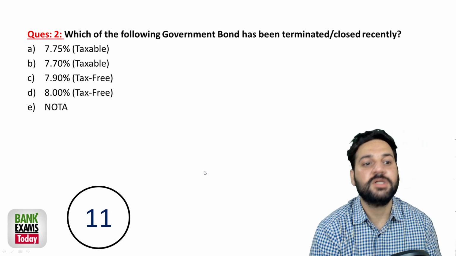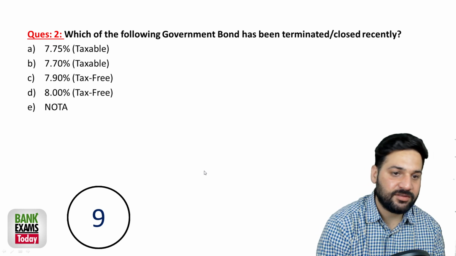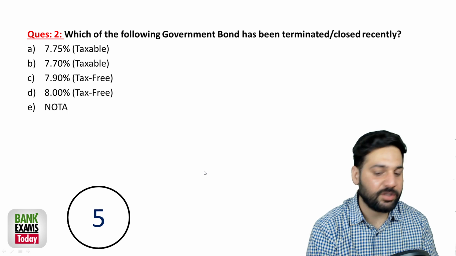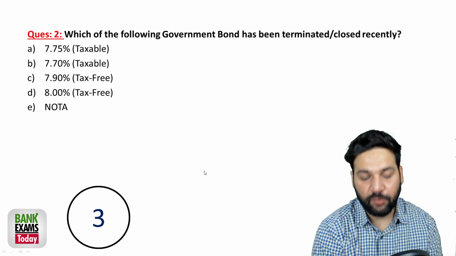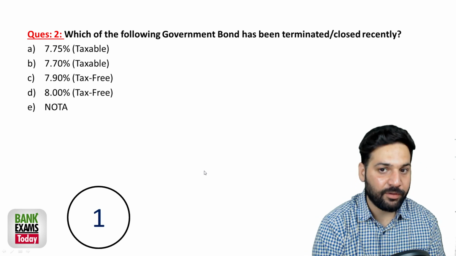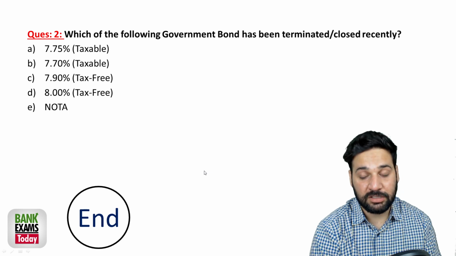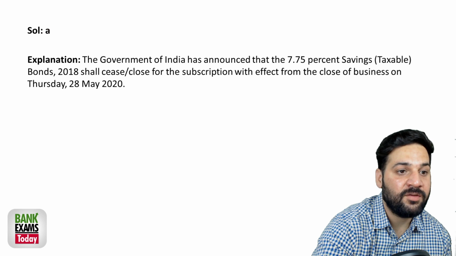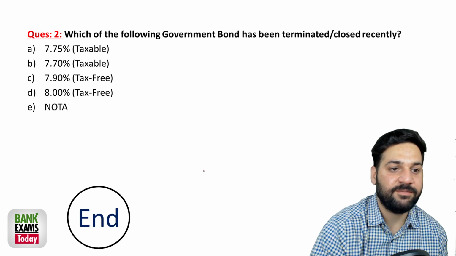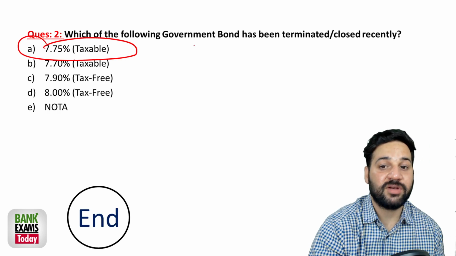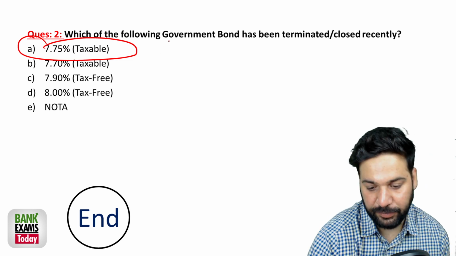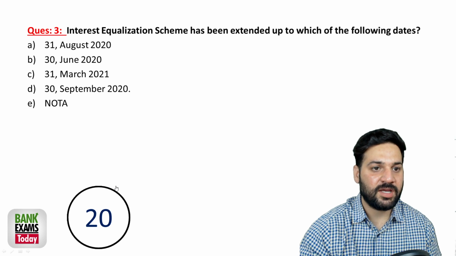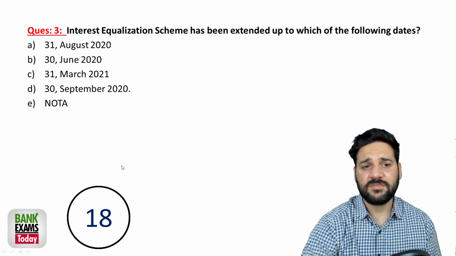7.75% taxable, 7.70 taxable, 7.90 tax free, 8% tax free, or none of the above. Which of the following government bonds has been closed recently? So it is 7.75%. The 7.75% bonds have been closed recently by the government of India. Okay, very important.